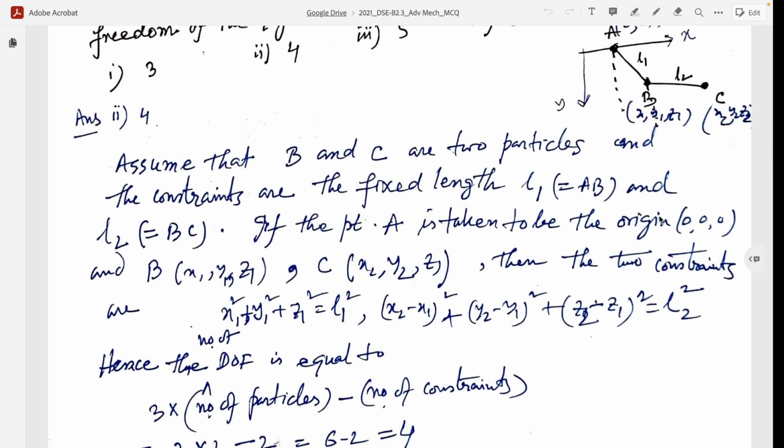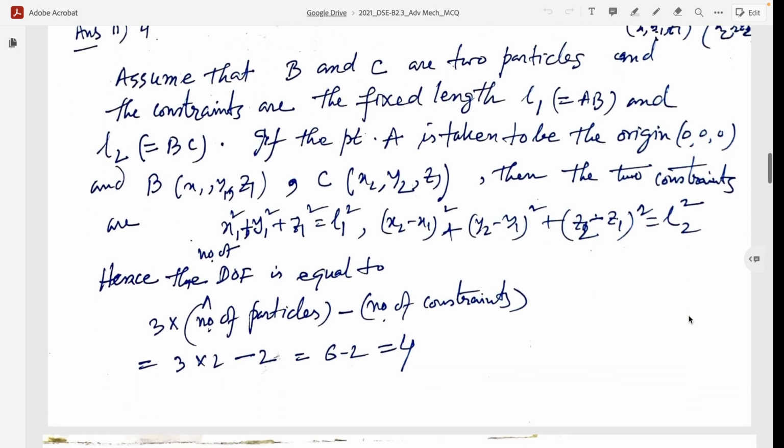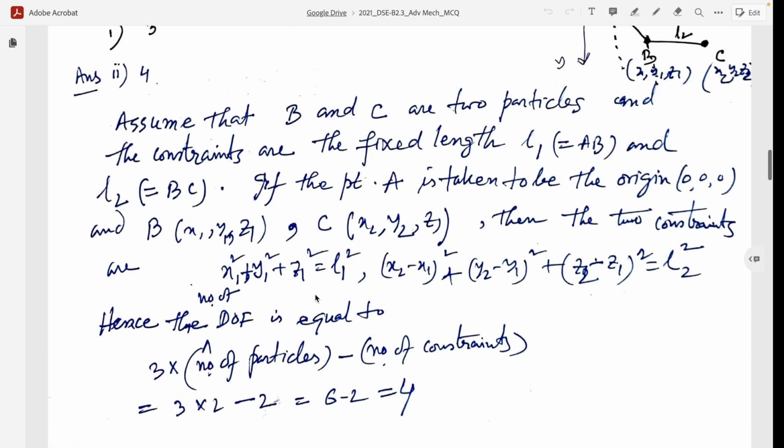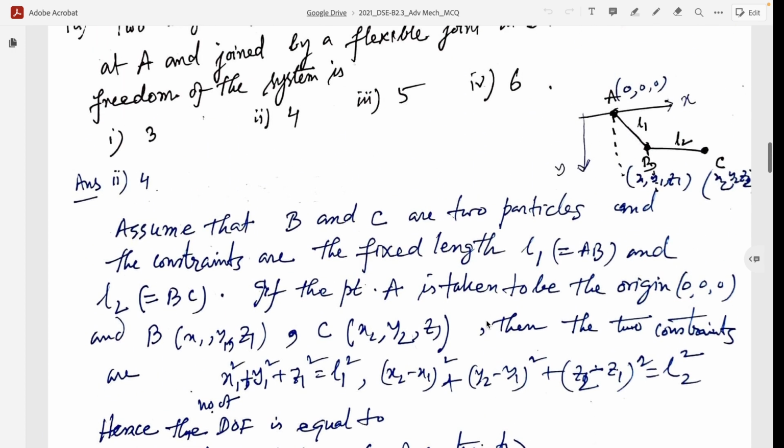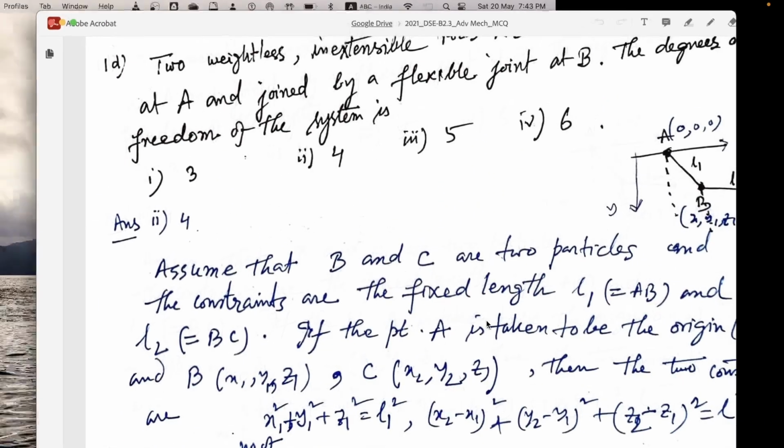Taking A as the origin, with B and C, we get two equalities. First, x1 squared plus y1 squared plus z1 squared equals L1 squared, from the distance AB. From the distance BC we get (x2 minus x1) whole squared plus and so on, equal to L2 squared. Hence, the number of degrees of freedom is equal to 3 times the number of particles minus the number of constraints. Here, the number of particles is 2, so 3 into 2 minus the number of constraints, which is 2, so 4 is the number of degrees of freedom here.